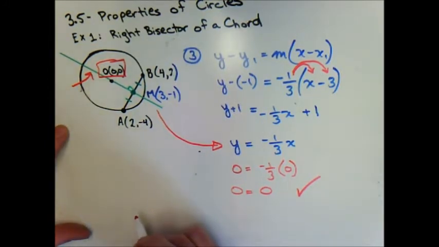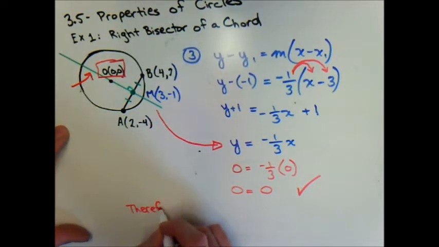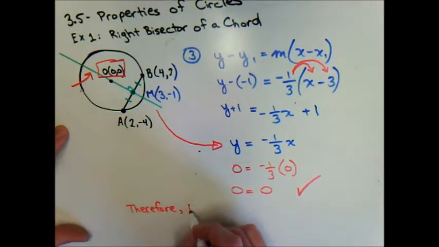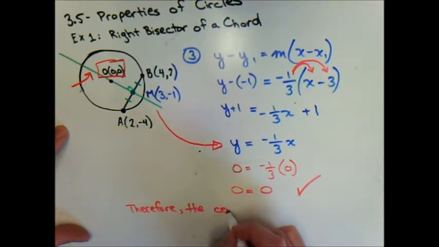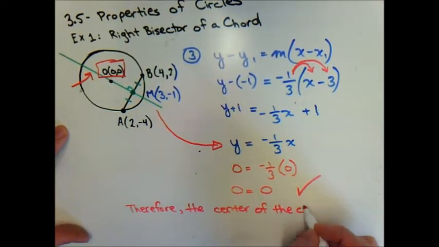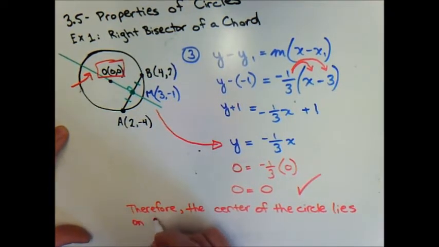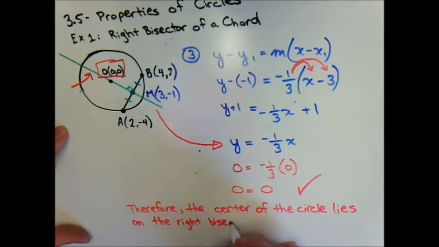Okay, we're writing a therefore statement. This is your last note, and this is an important note. Therefore, the center of the circle lies on the right bisector of the chord.